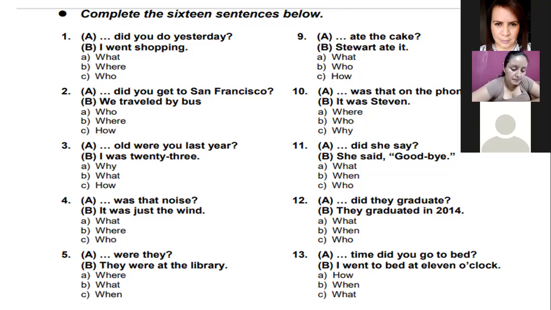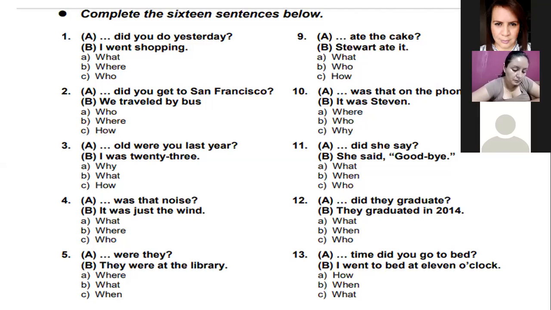Excellent. Aura, do you have number four? What was that noise? It was just the wind. Okay, excellent. Thank you. So the answer is letter A, right? What was that noise? It was just the wind.